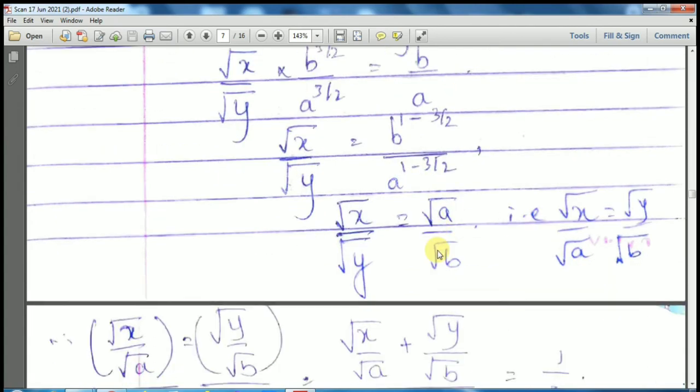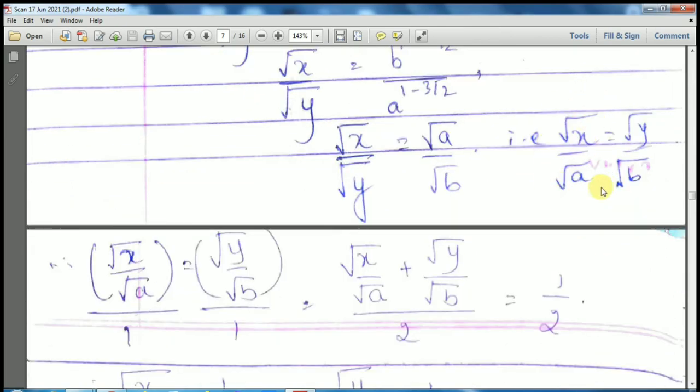For a also we did. b raised to 1 minus 3 by 2 is 1 by 2 with negative sign, right? And a raised to 1 minus 3 by 2 is minus 1 by 2. So minus implies we can take that to the numerator and it will become a raised to 1 by 2. And again, if you have b raised to minus 1 by 2 in the numerator, that will come to the denominator with b raised to plus 1 by 2. It can be written as root b like this. So root x by root a equal to root y by root b cube.